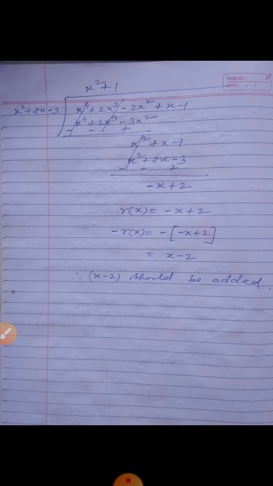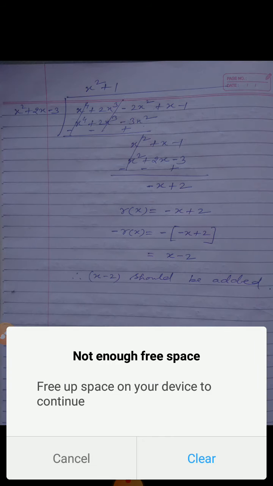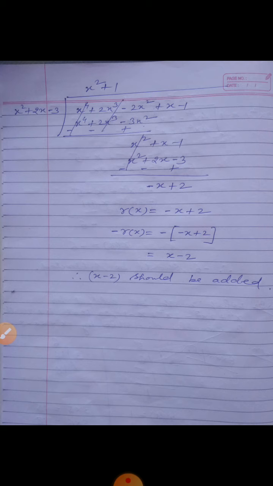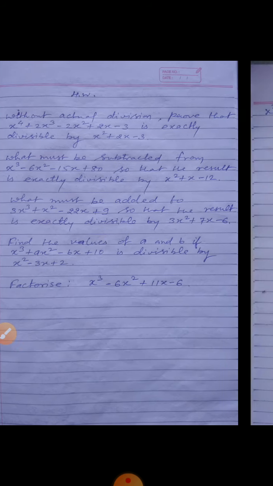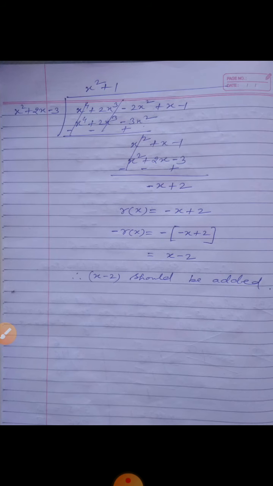Minus x plus 2 is the answer for the subtraction question. But in the addition, minus of the remainder, then minus of minus x plus 2 is x minus 2. Therefore x minus 2 should be added for the addition of this question.